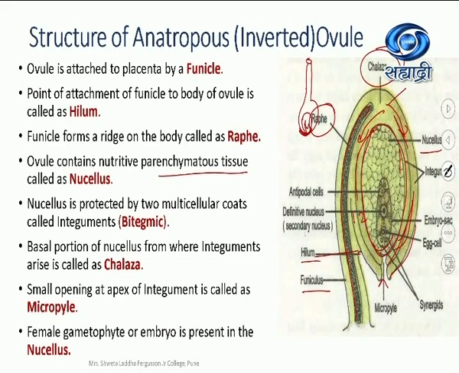Female gametophyte or embryo sac is present in the nucellus. Rather, one of the cells of the nucellus gives rise to this embryo sac, which is present inside the nucellus. I hope you followed the basic structure.